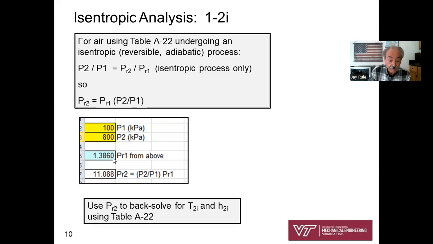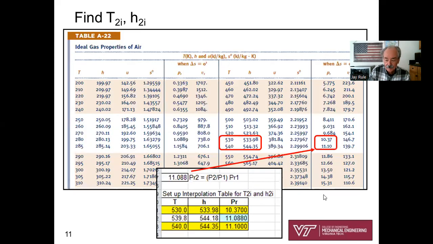So let's do the math. PR1 we wrote down from before. We just wrote that down. So PR2 is going to be 8 times PR1, or 11.088. So now we're going to go back to table A22 to figure out H2I and T2I, now that we know PR2 is 11.088. We're going to go all the way over to the right-hand side of this table. Where were we to start with? Here we were over here to start with.